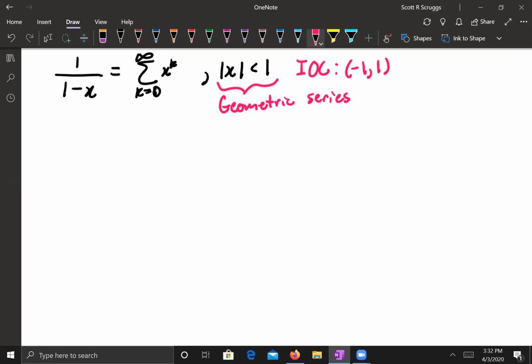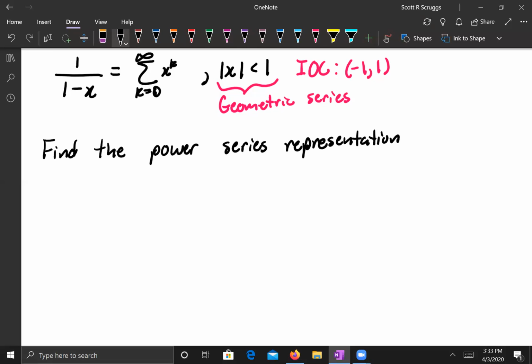And I want to write that formula down because for the problems that we're going to work together, that is going to be the most common formula that we're using. So with that, here's going to be the question. Find the power series representation for the following functions.